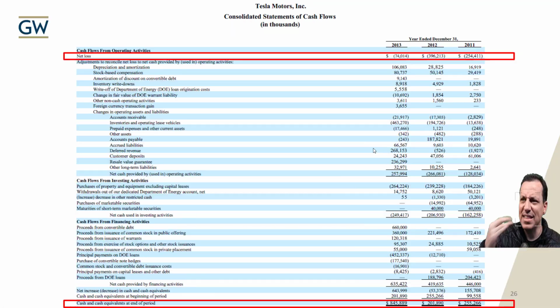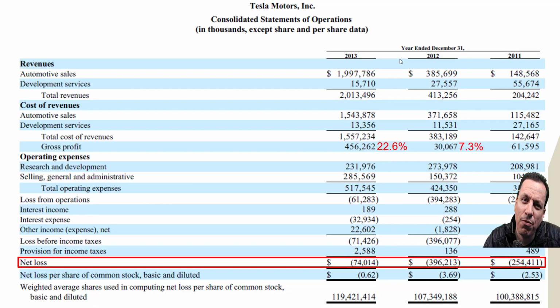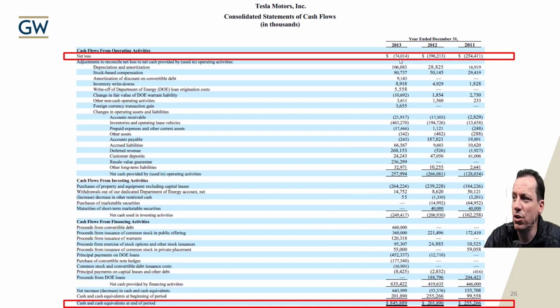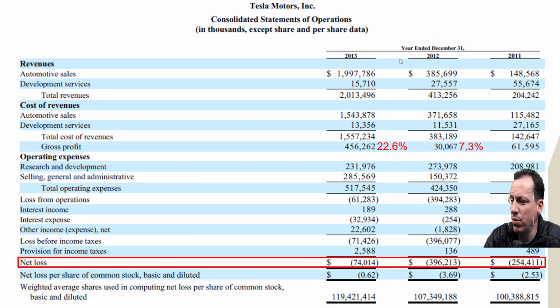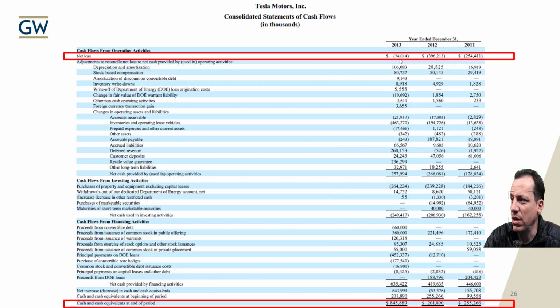This is the income statement. This is the cash flow statement. And you'll notice the cash flow statement has three parts for Tesla. It has cash from operating activities, cash from investing activities, and cash flows from financing activities. What I've done here is I've highlighted this net loss up here. That number looks really familiar, doesn't it? Where have we seen that number before? Well, we saw it on the prior slide right down there. That's in millions, right? So 74 million is the loss for 2013, 74,014. And 2012, 396,213.